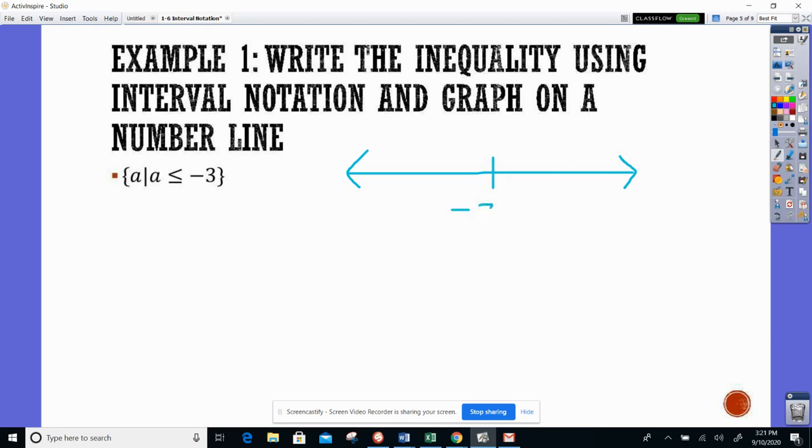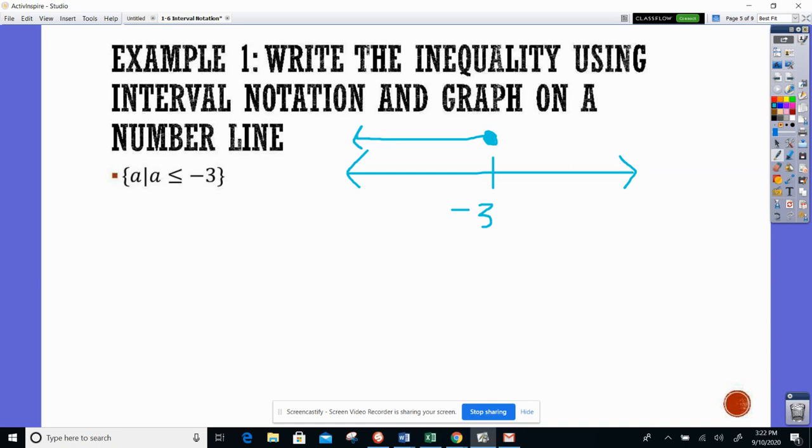All right, so we're looking at -3. Now this says a is less than or equal to -3. Since it's less than or equal to, that tells me we're going to have a closed circle. So I'm going to draw in my closed circle real quick. And then since it's less than, I'm going to draw my arrow to the left. Okay, to the left.